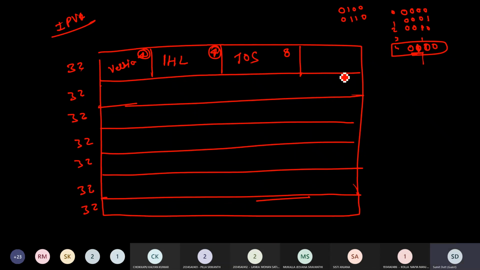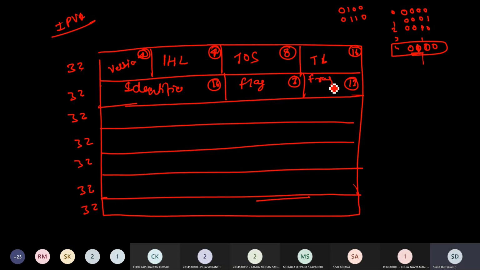Then the remaining 16 bits talk about the total length. It tells about the total length of this packet, including the PDU as well as the header. So this is how the 32 bits are filled. Into the next row, 16 bits give the value of the identifier. Then 3 bits are for flags, and the 13 bits are for the fragmentation offset value.